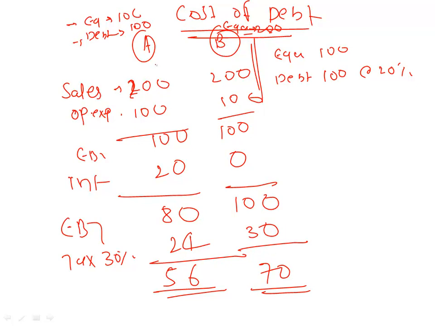Now see, the only difference between the cost structure of firm A and firm B is what? Interest. The amount of interest is 20. But the difference in net profit is how much?